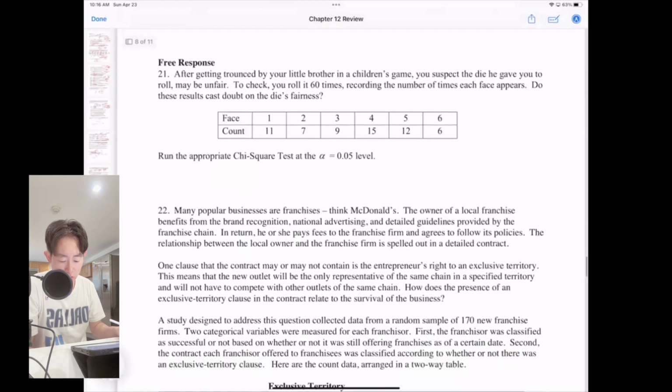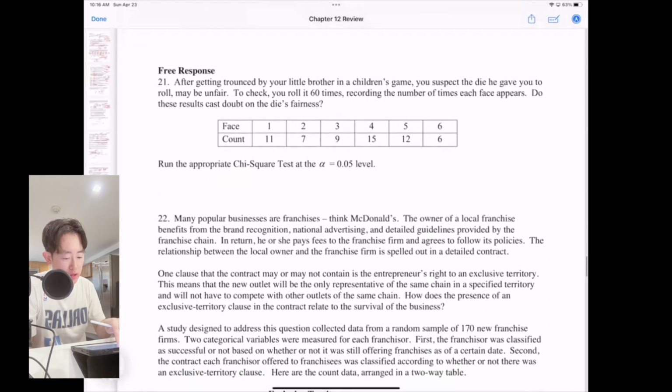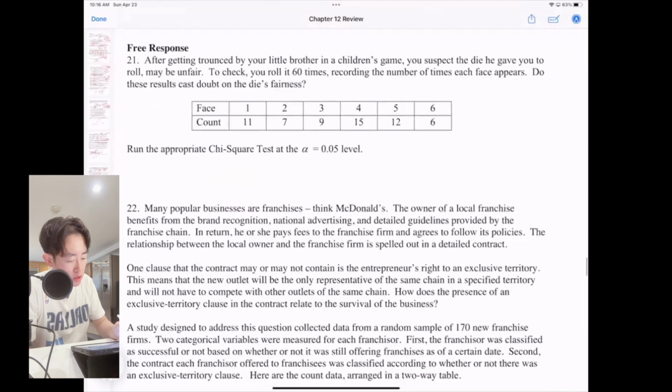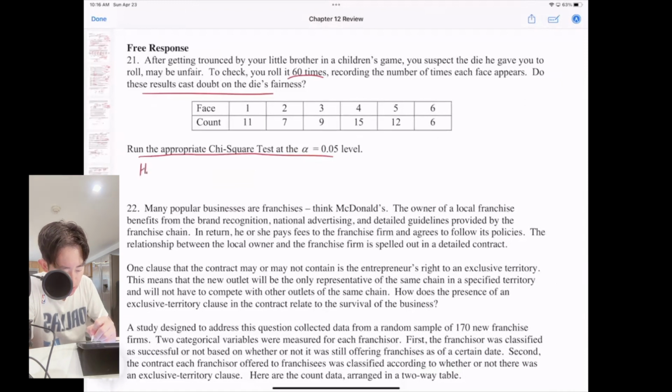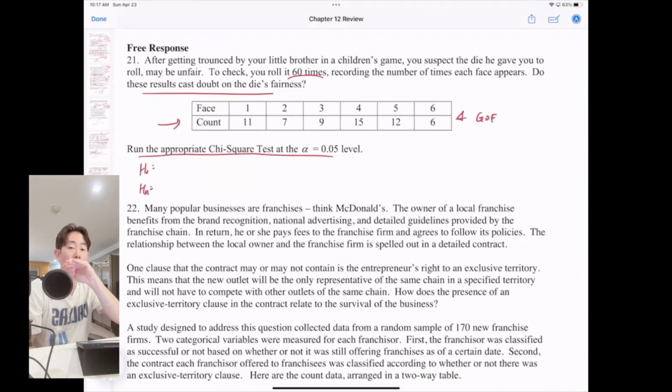All right, let's do some free response questions here. So after getting trounced by your little brother's children's game, we have rolling it 60 times, run the appropriate chi-square test at the 0.05 level. So do these results cast doubt on the die's fairness? First of all, let's do the null and the alternative. This is going to be a goodness of fit test because we only have one singular one-way table.